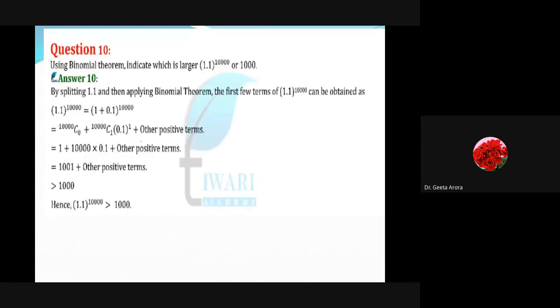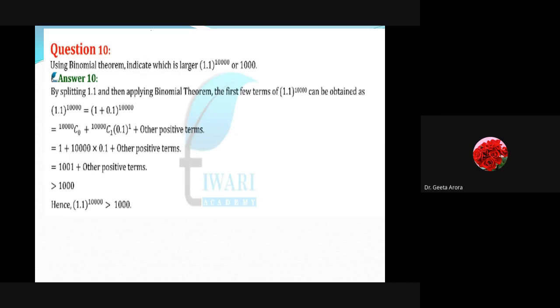Here we have one more example. It's based upon the binomial theorem. Again, using the binomial theorem, we have to indicate which is larger, 1.1 raised to power 10,000 or 1,000. Right? So here we have to show with the help of the binomial theorem which one is larger. So how can we say, let's discuss it.